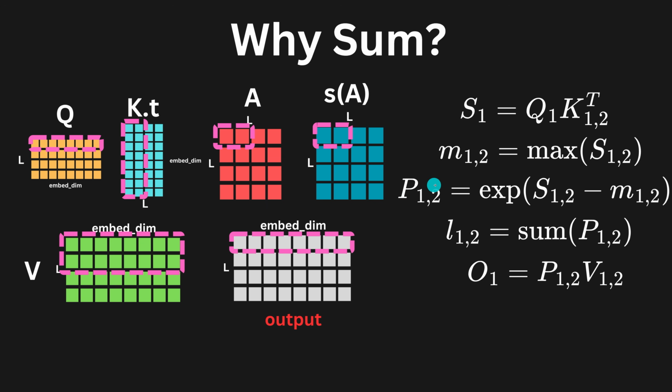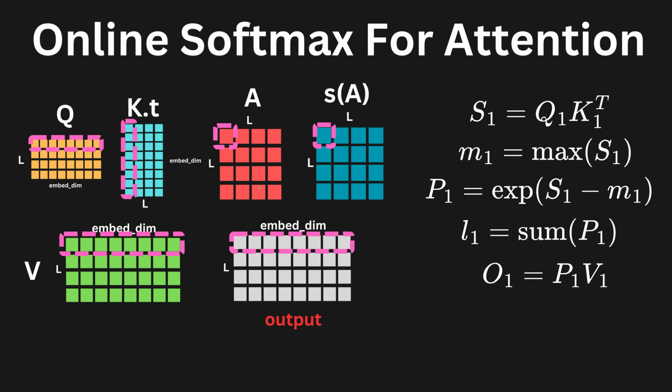Our probability is just going to be e to the power each one of these elements minus the max of these two elements in this case, which will give me these two values. And then my running sum is going to be the sum of these two probabilities right here. And then my output is going to be the matmul of these two weights and these two values, right? So of course we're going to do it in blocks later on, but for simplicity, we're going to stick to it in one element at a time.